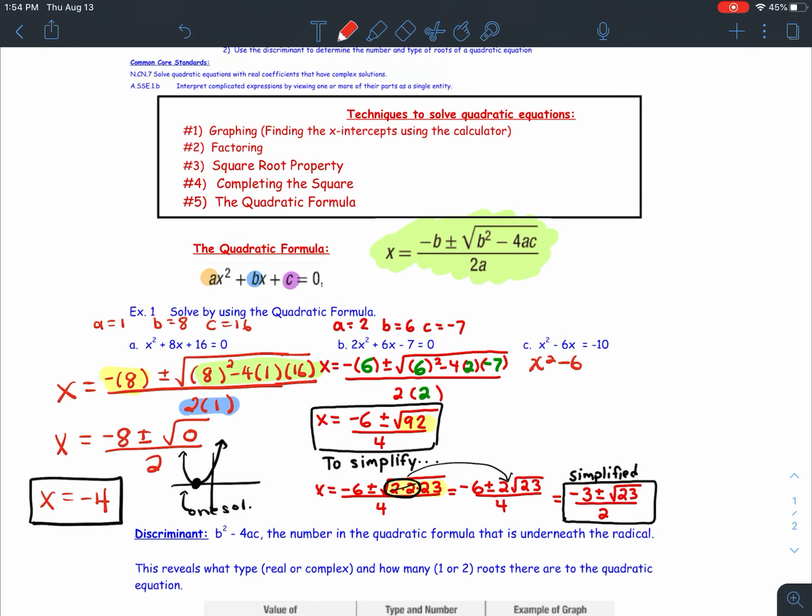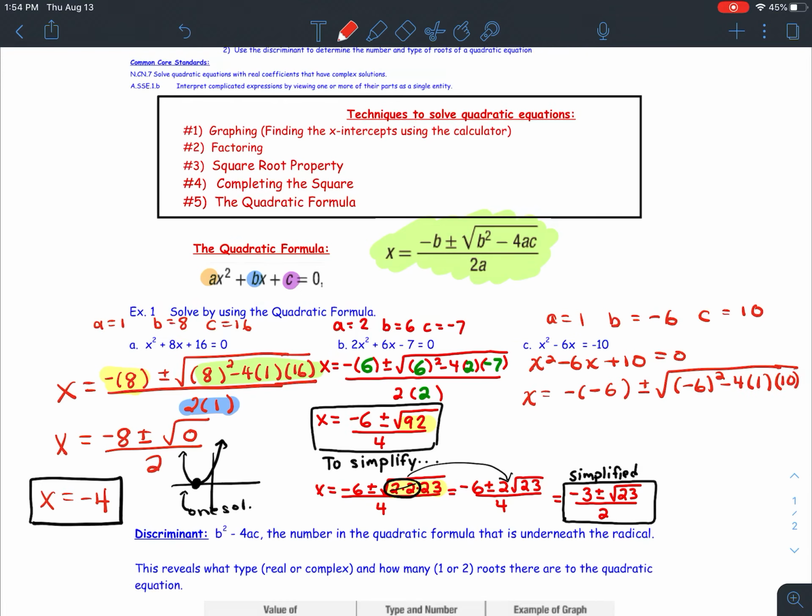Okay, I do not want you to have decimals as your answer, though. All right, so let's go ahead and try this one here. It looks like everything has to be moved to one side first before we can properly identify the A, B, and C values. Okay, so we're going to bring that negative 10 over. That means our A is 1, our B is negative 6, and our C is positive 10.